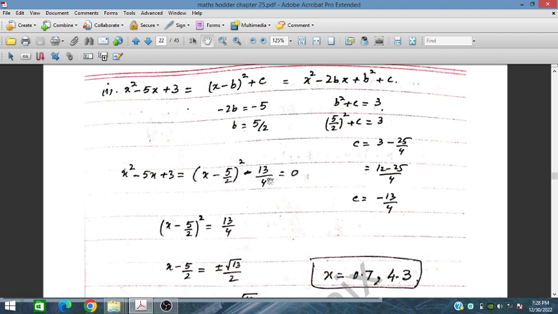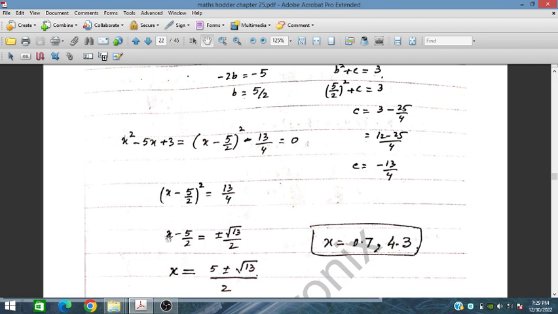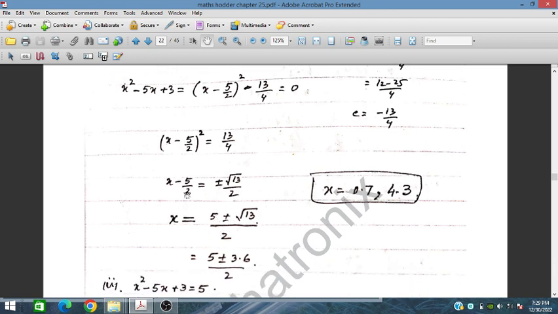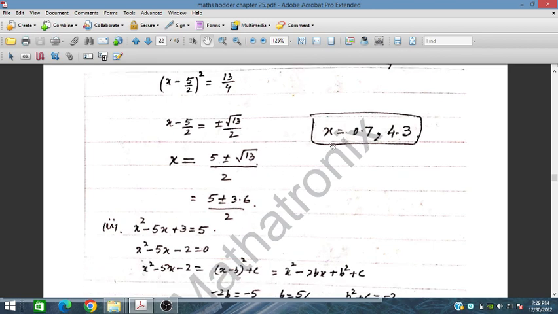So in place of c we write minus 13 upon 4, and in place of b we write 5 upon 2. So x square minus 5x plus 3 is equal to x minus 5 upon 2 square minus 13 upon 4, which is equal to 0. So x minus 5 upon 2 square is equal to 13 upon 4, and taking square root on both sides, x minus 5 upon 2 is equal to plus minus under root 13 upon 2. Shifting to the other side, x is 5 plus minus under root 13 upon 2. Under root 13 is 3.6, so this gives 0.7 and 4.3.